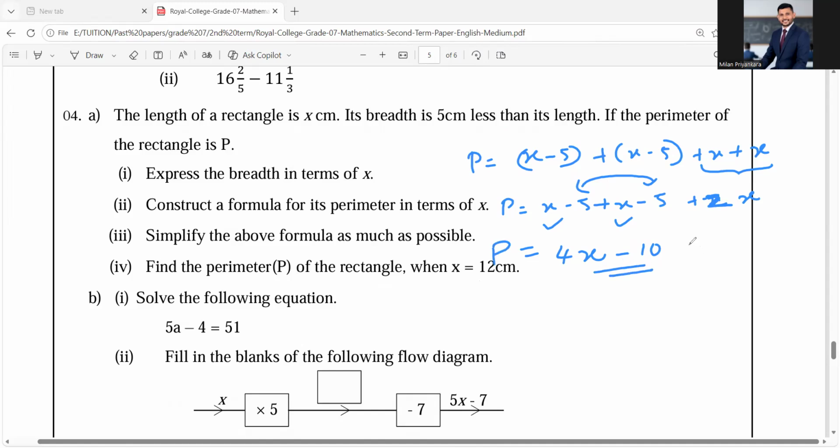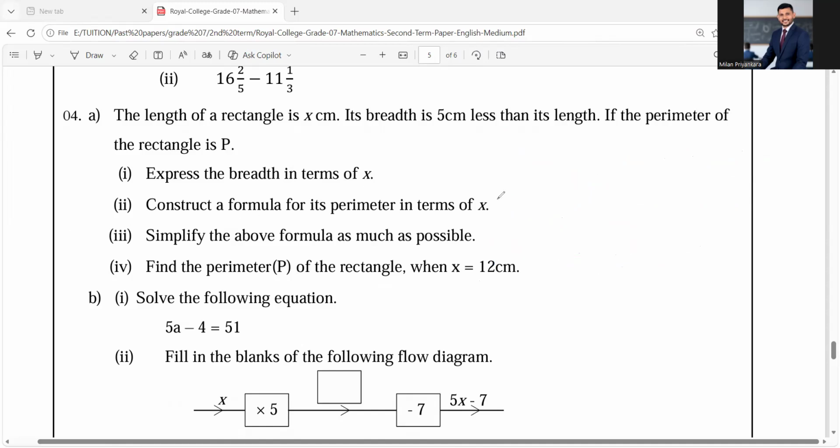If you want, you can do it this way also. But anyway, the answer is not different, right? You have the same answer. Simplify the above formula as much as possible. Okay, I'm sorry. So you could write only this, right? For this part, if you have x minus 5 plus x minus 5 plus x plus x, now this is enough for this part, right?